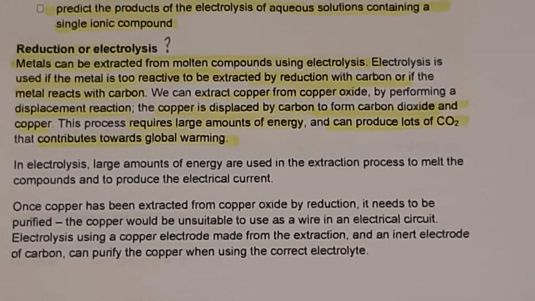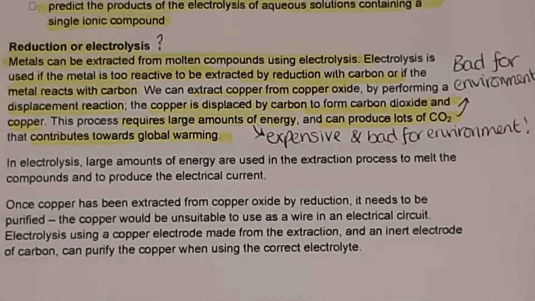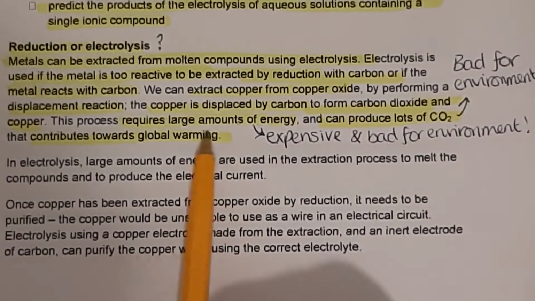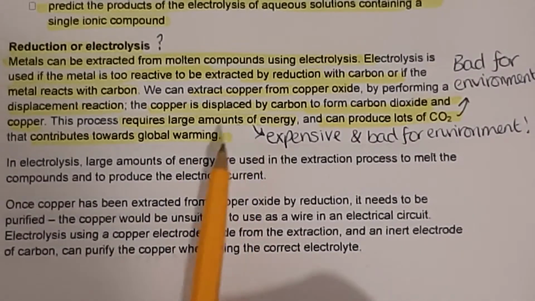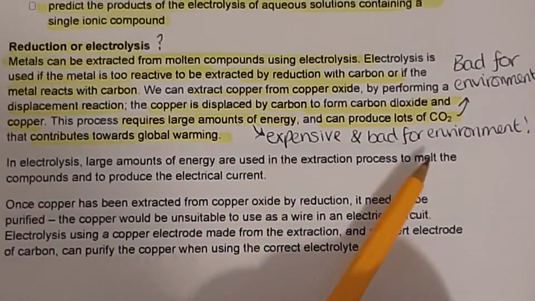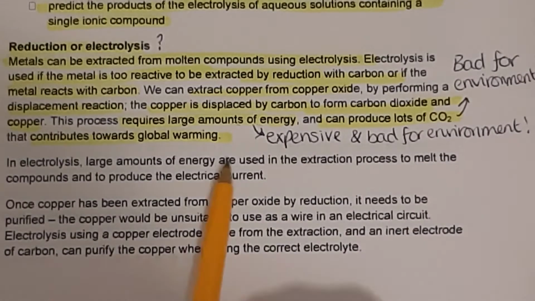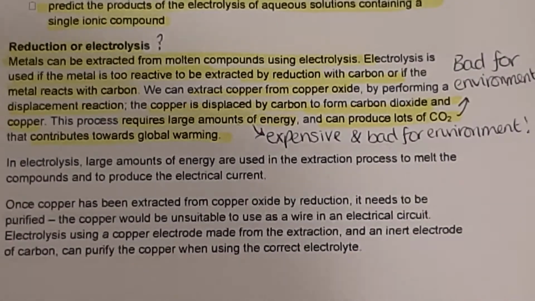We're going to make a note about that. Okay, so carbon dioxide is bad for the environment. It contributes towards global warming and climate change. Also, the large amounts of energy you require to do this makes it expensive, as well as being bad for the environment, because the large amounts of energy typically come from coal or gas-fired power stations, which are also producing carbon dioxide and other greenhouse gases, which are, again, bad for the environment.